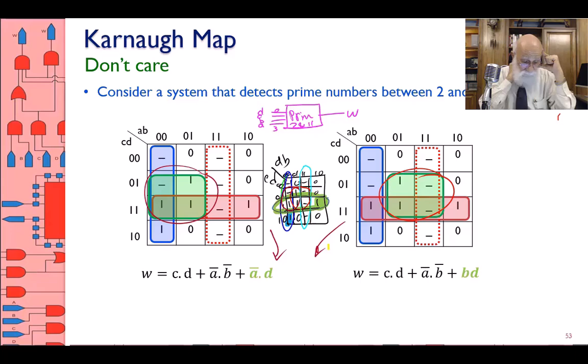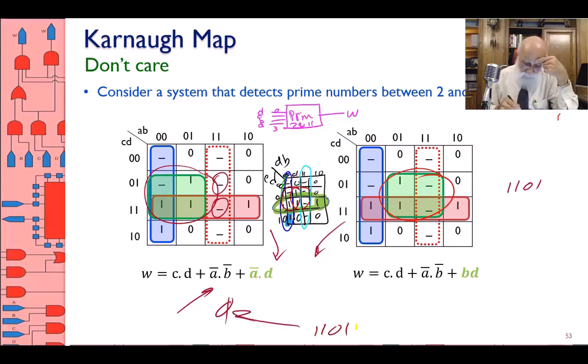Notice that the one on the left treats these two don't cares as zeros. The one on the right treats these two don't cares as ones. What it means is if a don't care comes in, for example, 1101 comes in, this one is going to give me a 0 for 1101. This one is going to give me a 1 for 1101. But see, 1101 is 13, and 13 is not in the range anyway, so I don't really care.